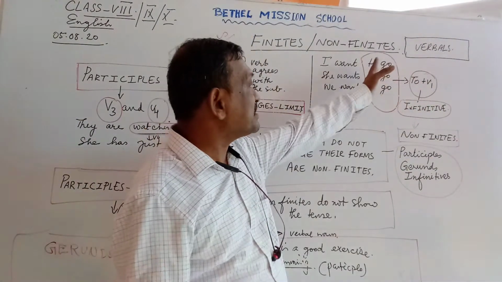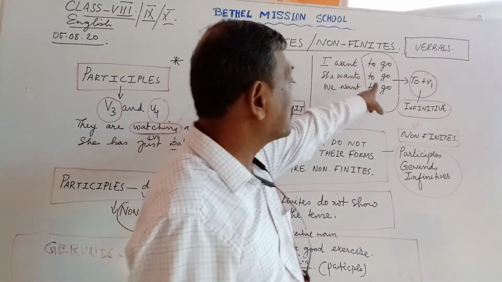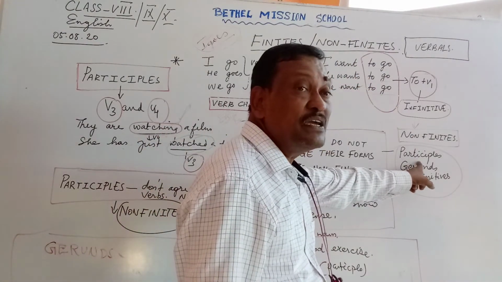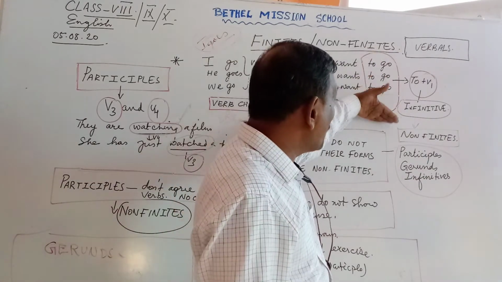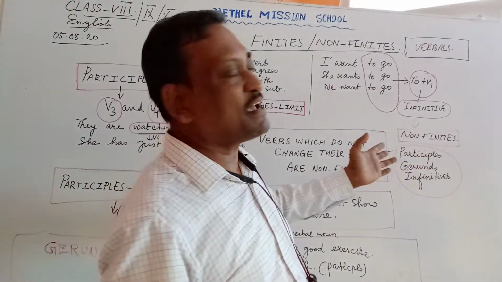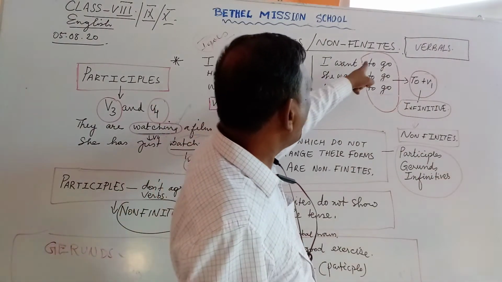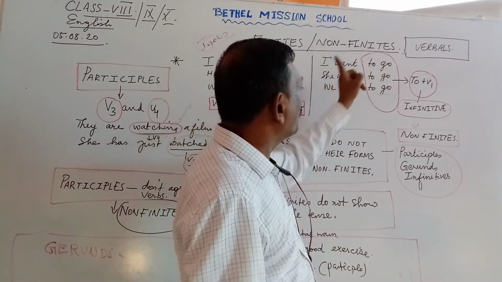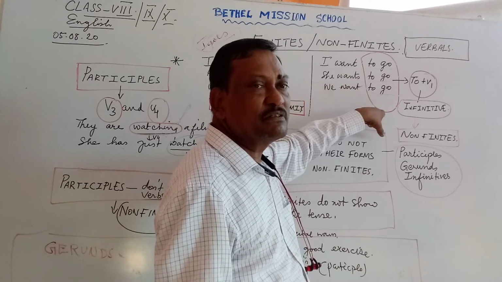So how can I say that a verb is finite or non-finite? I have to see the function. I have to see whether it is a participle or a gerund or an infinitive. So verb forms which do not change according to the subject but remain the same are known as non-finites. You see, I want to go, I am to go, she wants to go, she had to go. To go does not change.